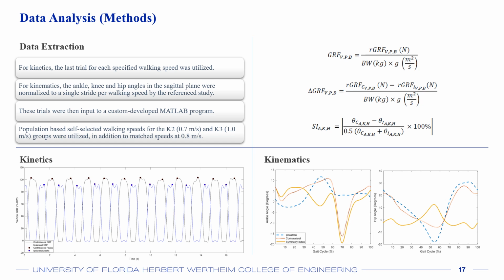And you can also see the equations on the top right for the peak vertical ground reaction forces of the vertical, propulsive, and braking peaks. And additionally, the calculation to equate the difference between these of the contralateral and ipsilateral limb. And finally, the equation for the symmetry indices of the ankle, knee, and hip.